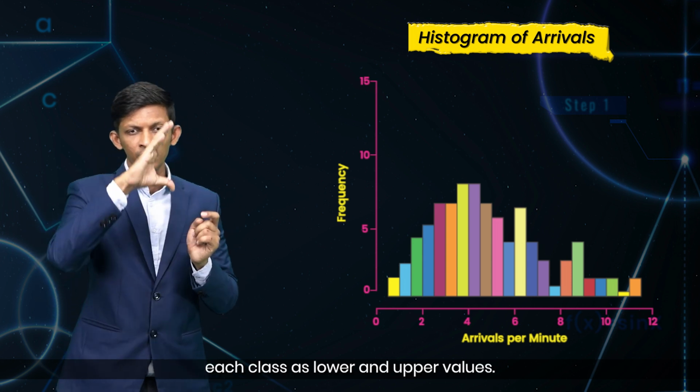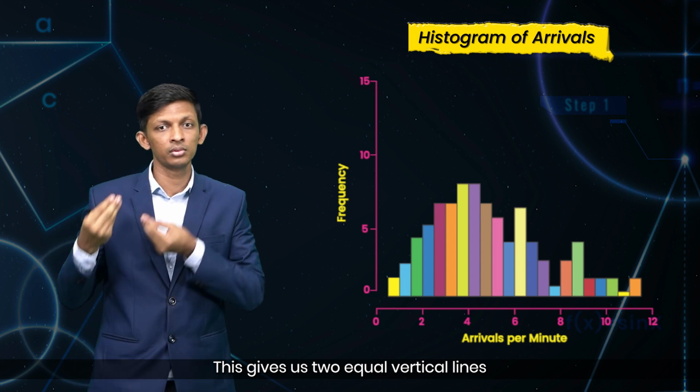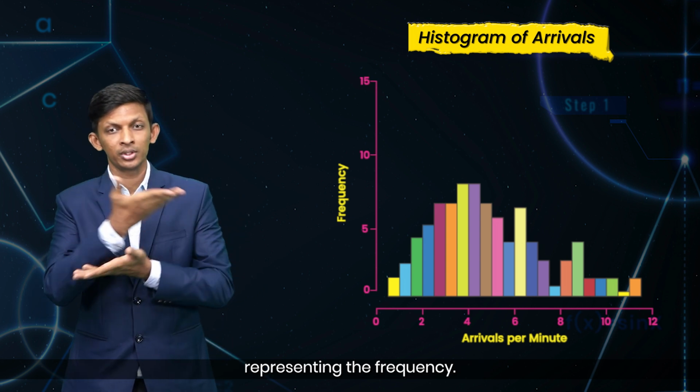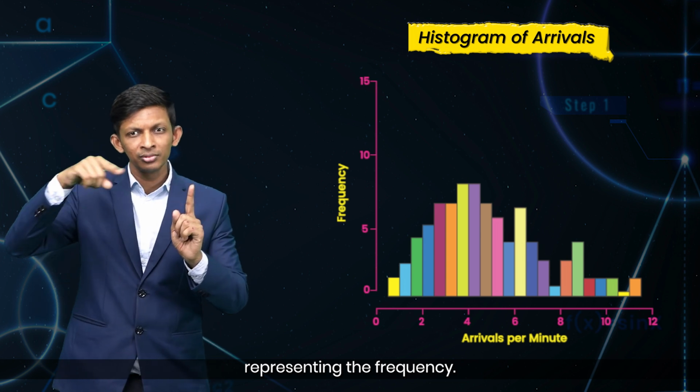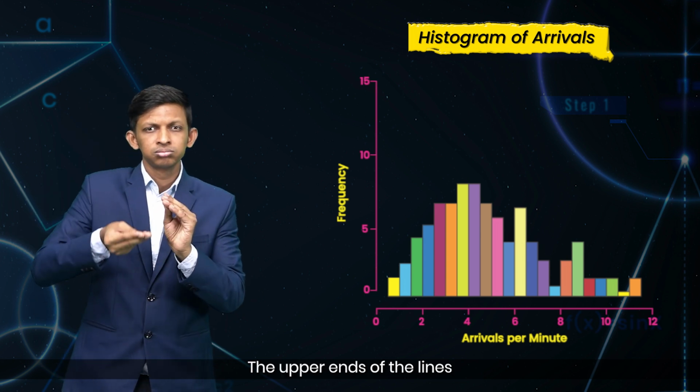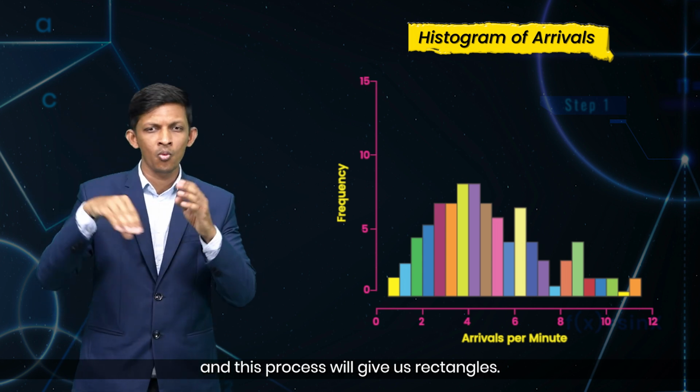Each class has lower and upper values. This gives us two equal vertical lines representing the frequency. The upper ends of the lines are joined together and this process will give us rectangles.